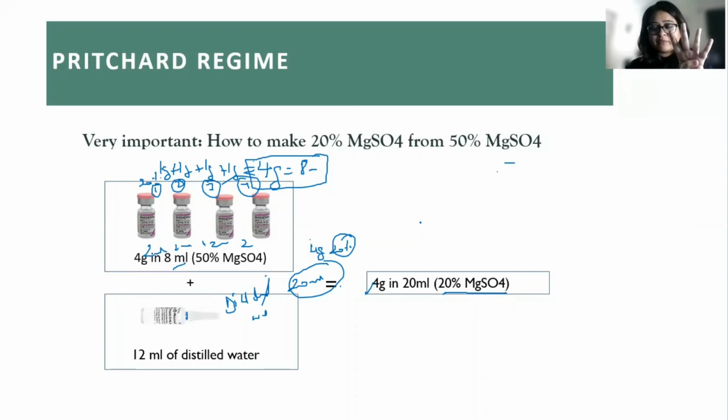So you should have 4 ampules in your hand to give the IV dose. Dilute it with 12 ml of distilled water and inject that slowly at the rate of 1 gram per minute. So over at least 4 to 5 minutes, it has to be injected very, very slowly, slow intravenous.